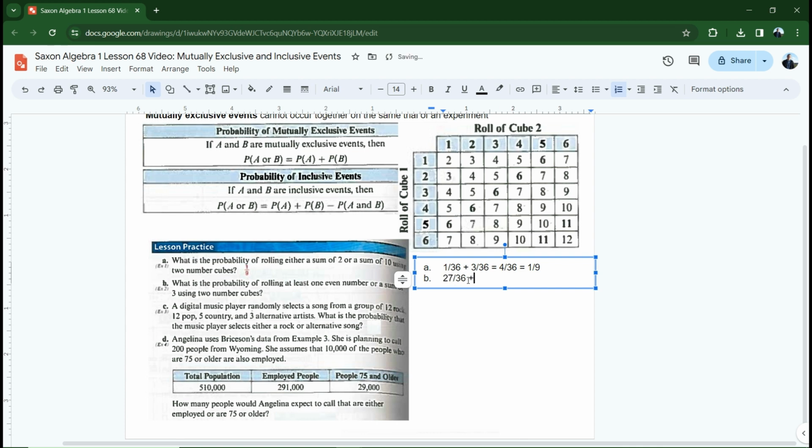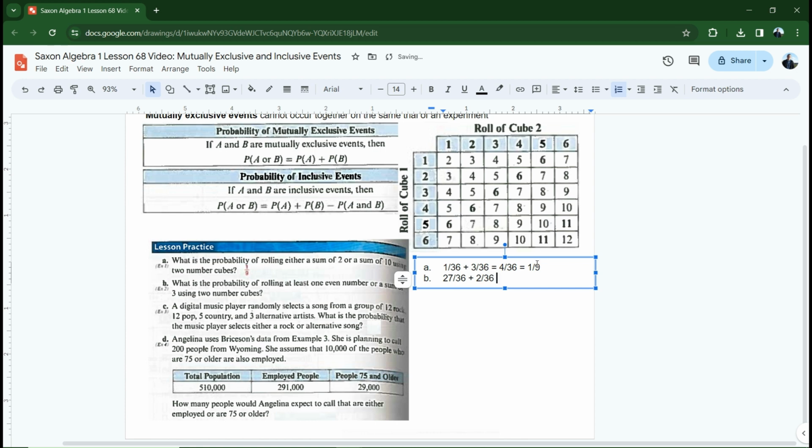Now I have to add to that: at least one even number or a 3. Well, let's see. If I roll a 3, there's 2 ways for me to get a 3, a 2 and a 1 or a 1 and a 2. So I'm going to add to that 2 out of 36. But now let's think about this for a second. Did I roll at least one even number to get these 3s? Yes. And actually, I already counted this 3 when I counted the 2 column, and I counted this 3 when I counted across this way.